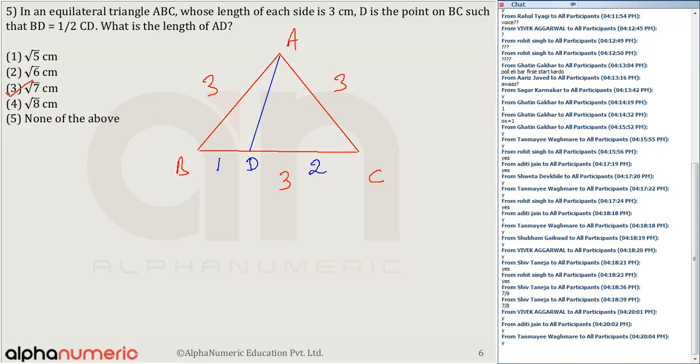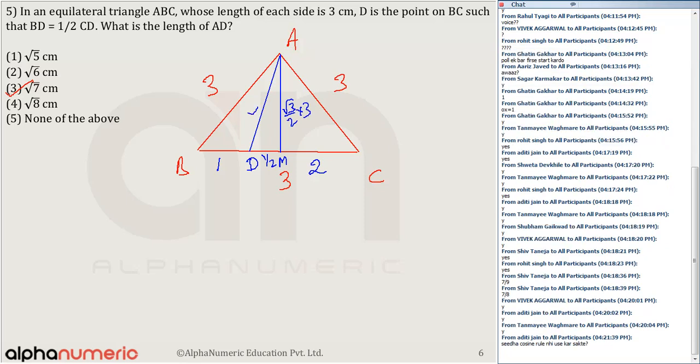And I can drop a perpendicular also. Let's say from here I will drop a perpendicular. I can mark this point as M. So DM is equal to 1/2. What is the length of AD? I need to calculate the length of AD. ठीक है. So AM आ जाएगा. What is the length of AM? Please tell me. We know the height of the equilateral triangle is equal to root 3/2 a. So AM is equal to root 3/2 into 3.